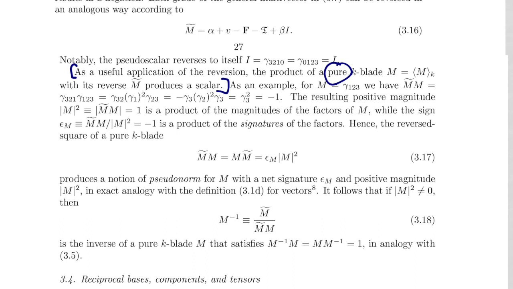So I am going to presume that by pure they mean simple, which is probably the more standard language, which is interesting because that's what a K-blade is supposed to be in the broader language. So saying a pure K-blade, if pure means simple, which I'm pretty sure it does, that's redundant. But because they're using this non-standard use of the word K-blade, to refer to the K-grade, which may or may not be simple, they're now saying the simple K-blade, where it should be just K-blade.